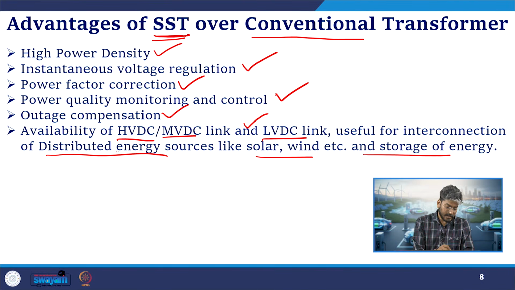So distributed energy sources, the renewable energies, that is our solar and wind. These are the two popular sources used in our Indian grid. Solar by default generates a DC signal, so I can directly connect it to the DC port of the SST. Wind generates variable frequency AC. I will just rectify it, turn it into a fixed frequency component, that is DC or zero frequency component. I will directly connect it to the MVDC or HVDC or LVDC bus, based on the power rating of the wind farm.